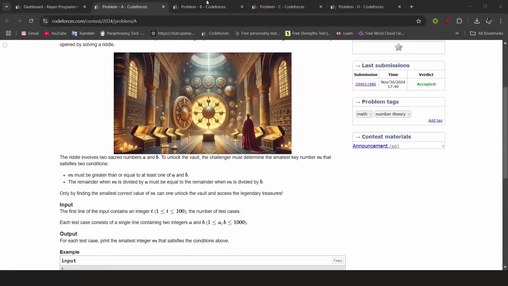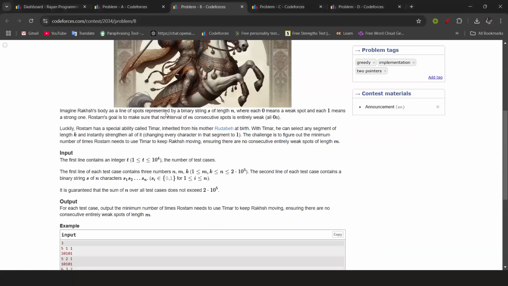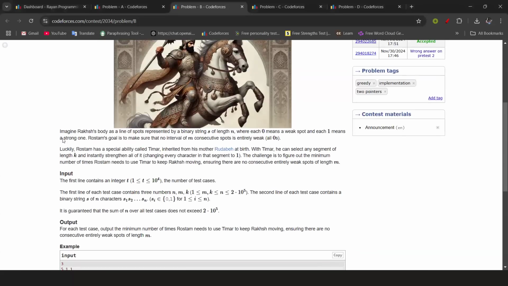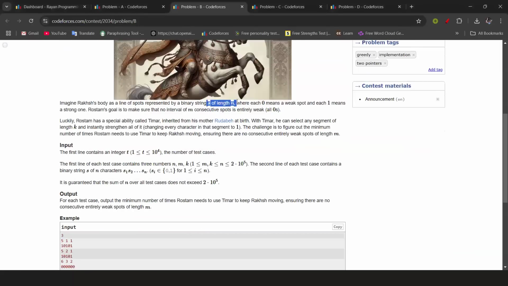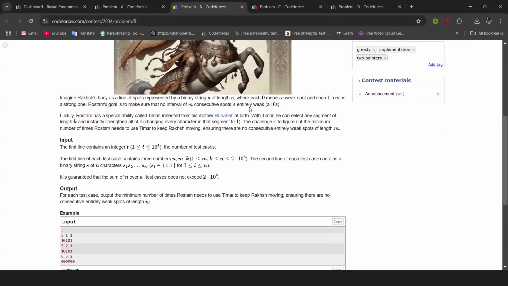Okay, so let's move to the next problem now. In the next problem, again, let's ignore the story and move to the actual question. We are given a binary string of length n, where each 0 means a weak spot and each 1 means a strong one. Rostam's goal is to make sure that no interval of m consecutive spots is entirely weak. So we need to make sure that nowhere do we have m consecutive zeros.